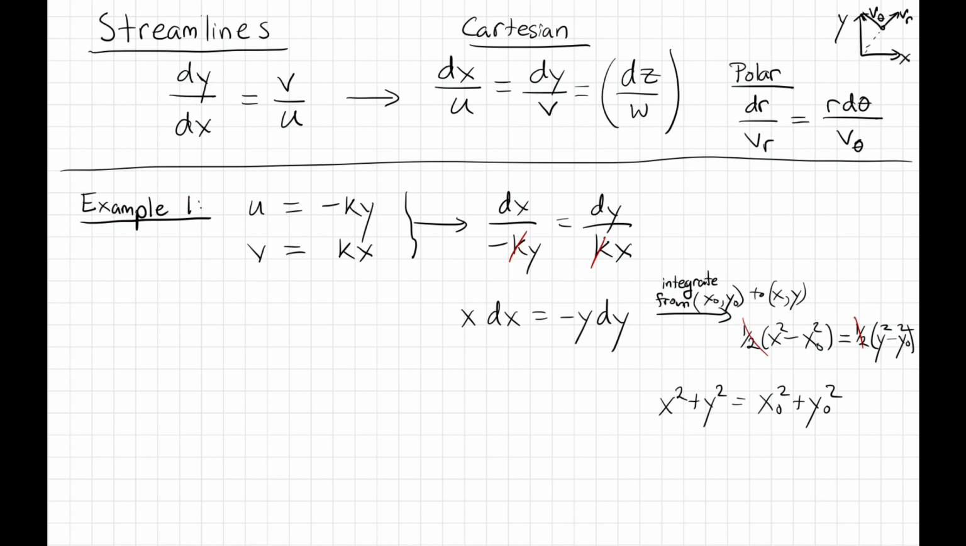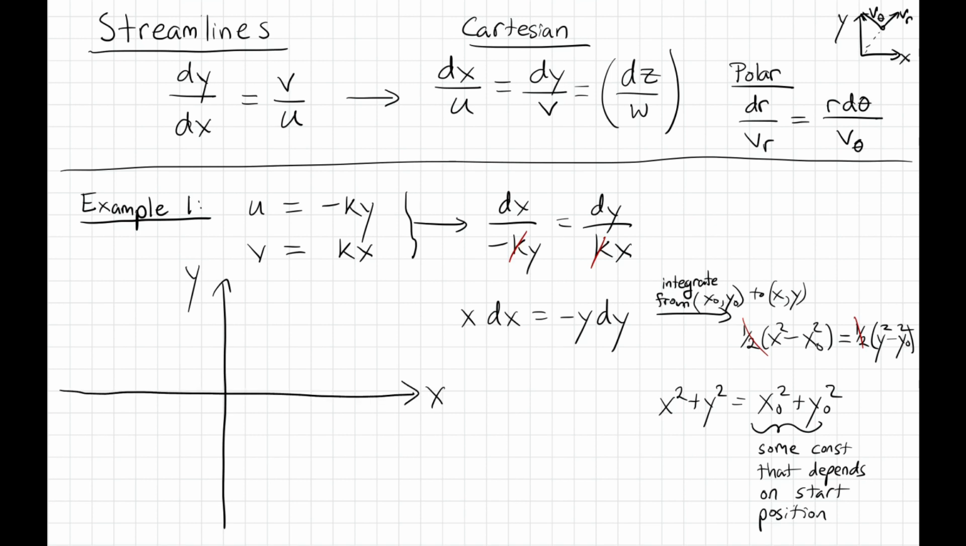So one way to do this is to move it over so that it's x squared plus y squared equals x0 squared plus y0 squared. Okay, so what does that mean? Well, x squared plus y squared equals a constant would be the equation of a circle. But this isn't just any circle. It's a circle that passes through the point x0, y0, because of how I chose to do the integration.